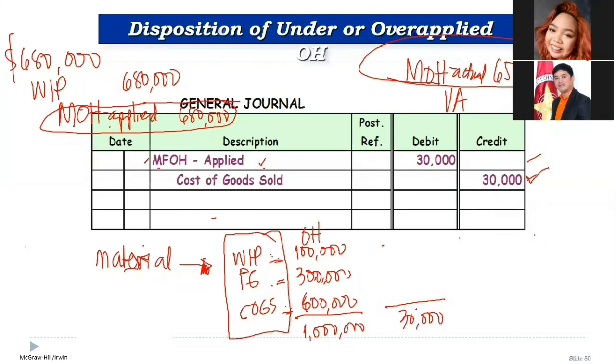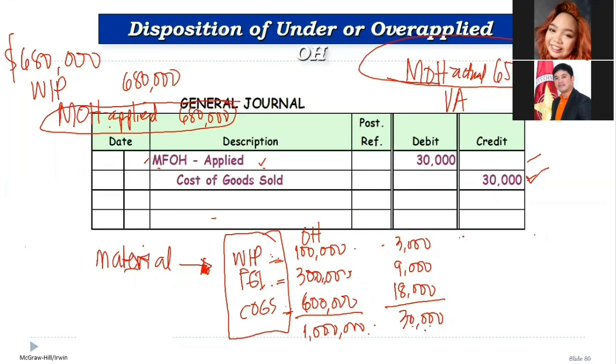How do we allocate? 30,000 po ito. So, 100 over 1 million and 30,000 ay 3,000. So, 300,000 divided by 1 million times 30,000. Ipo-prorate lang po natin, ratio and proportion po natin. So, that would be 9,000. Ay, tama ba ang math natin? Ayan. So, 600,000 over 1 million times 30,000. So, that would be 18,000. Ayan. So, ibig sabihin, that will be the adjustment kay WIP, kay FGI, at saka kay cost of goods sold.